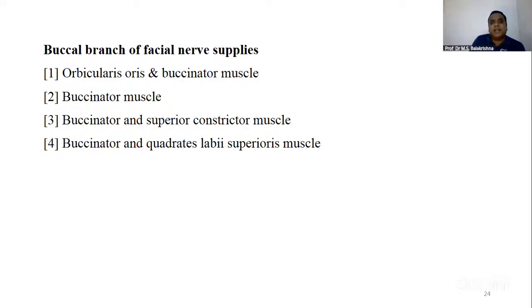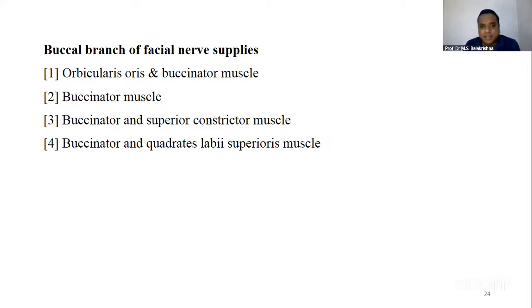Next question: the buccal branch of the facial nerve supplies? So first you have to study the facial nerve. It starts from your brain, and there are 4 nuclei for it. It comes down and gives an upper branch and a lower branch, and it passes through the stylomastoid foramen and comes out. Once it comes out, it goes straight over the tragus of the ear, enters the parotid gland from the posterior medial surface and gives 5 branches.